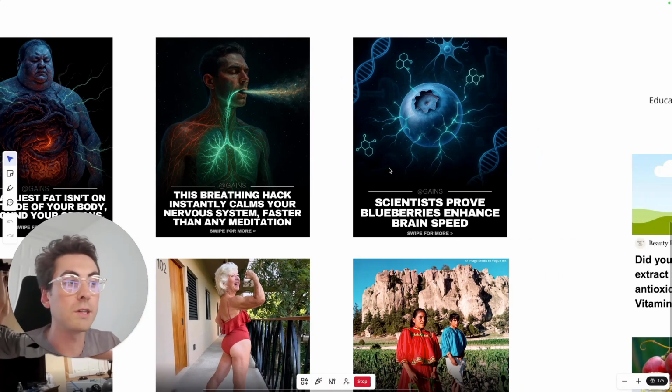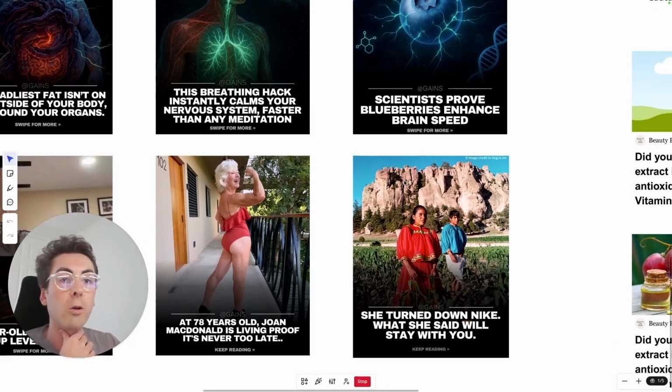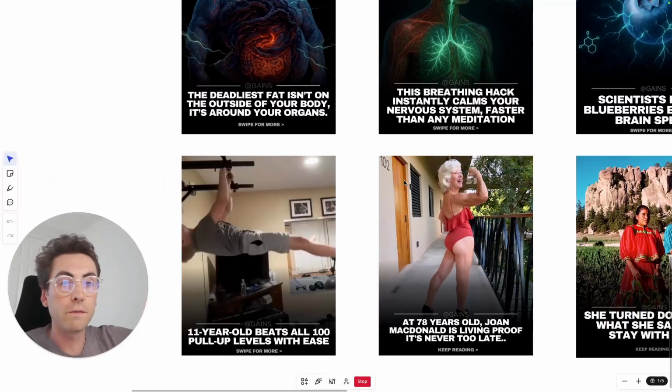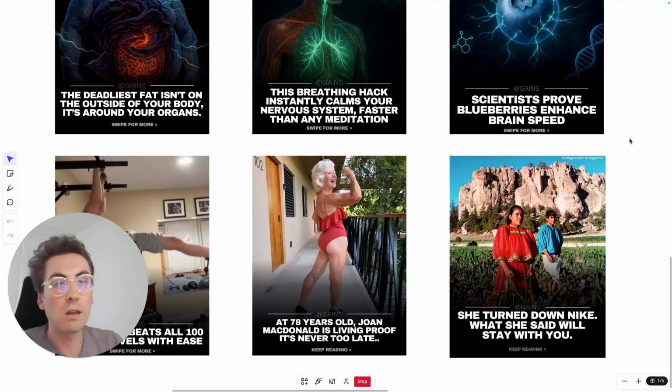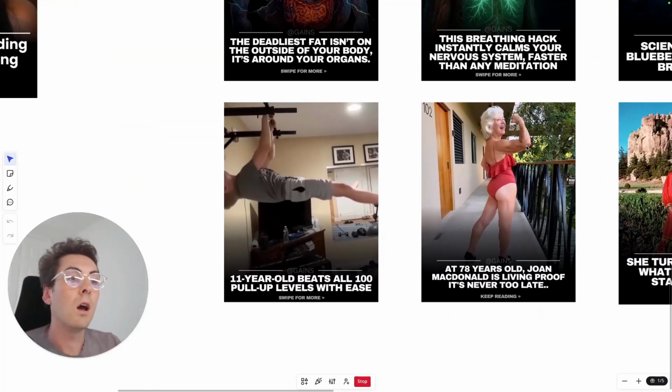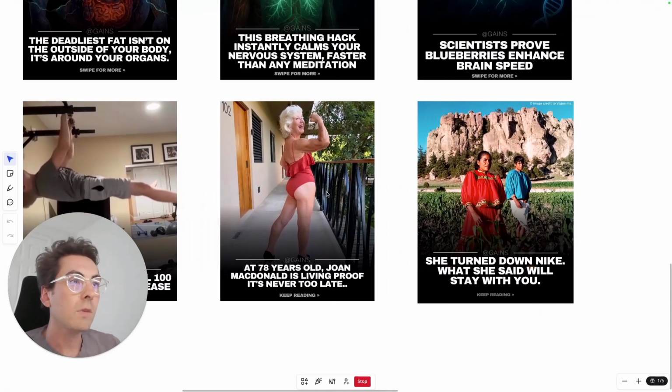Scientists prove blueberries enhance brain speed. Maybe this sends to a landing page with a blueberry supplement talking about the benefits of blueberry, how it helps the brain, and then you send them into your product page, or you have an offer buy box with your blueberry product, right? Or maybe blueberry is one of the specific ingredients in your product, and they see the benefits of blueberry and they want to buy your product because they can potentially have their brain speed enhanced. 11-year-old beats all these 100 pull-up levels with ease. These are examples of this style of content.